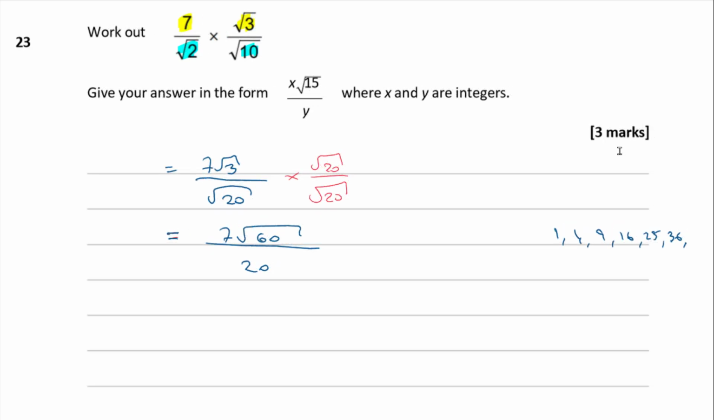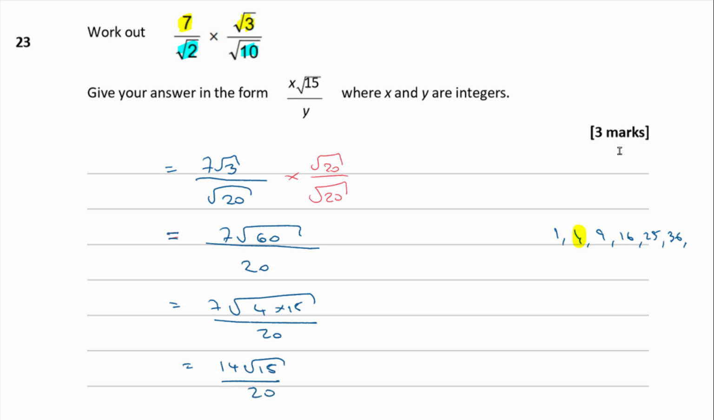The biggest number I can see on that list which is a factor of 60 is 4, isn't it? Because 4 goes into 60, 15 times. So I can rewrite that as 7 root 4 times 15 over 20. And if I then square root 4, I'm going to get 2. Combining the 2 with the 7 is going to give me 14. So that's 14 root 15 over 20.